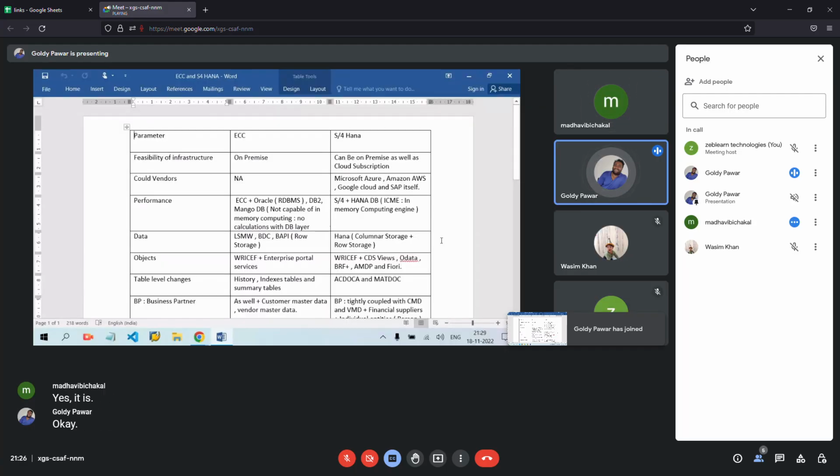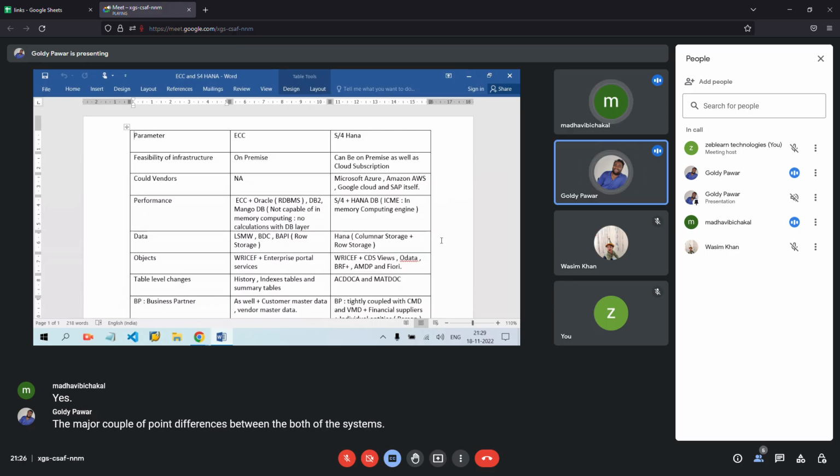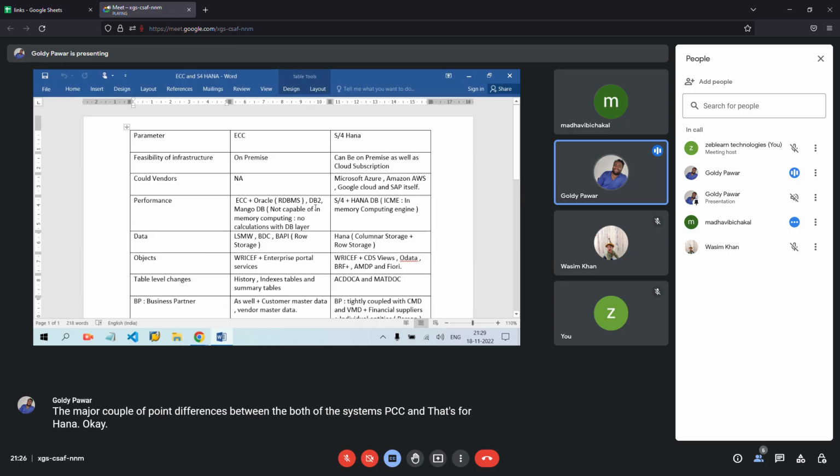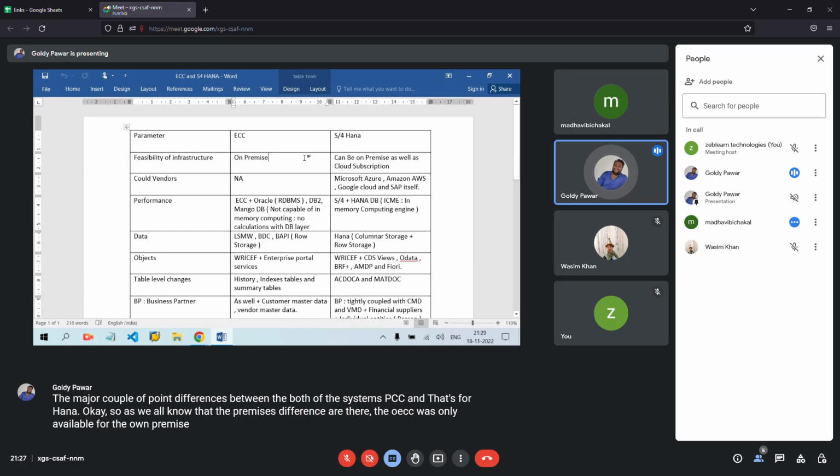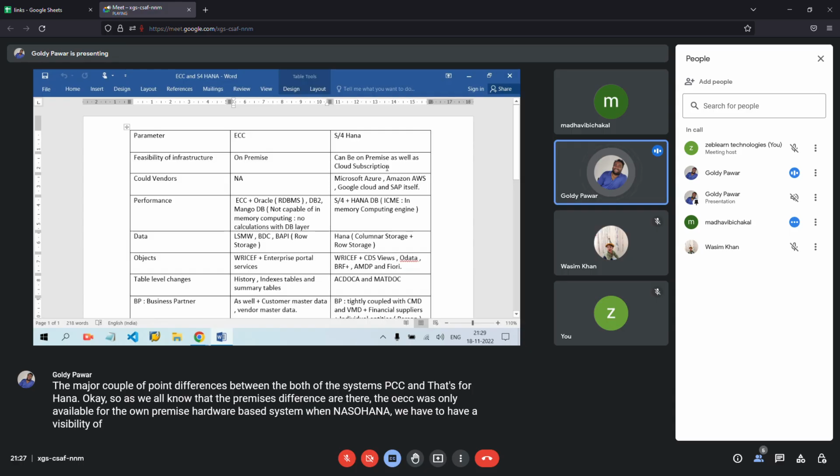Okay, so let's get started with a couple of major differences between the two systems, ECC and S/4HANA. As we all know, there are premises differences. ECC was only available for on-premise, hardware-based systems, whereas with S/4HANA we also have the feasibility of a cloud subscription base.